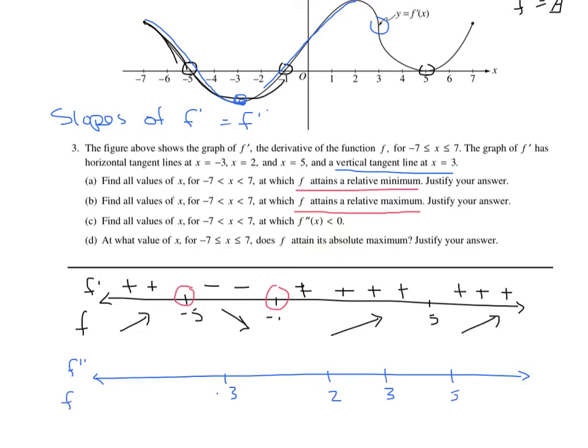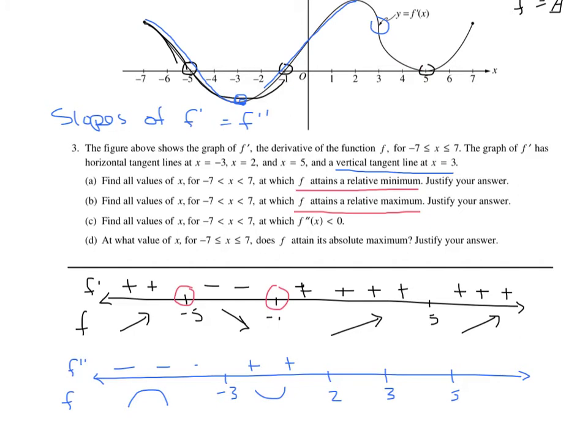And so let's go ahead and fill in our signs. For f double prime, we said all of those slopes were negative, so let's go ahead and list a bunch of negatives. That tells us that f itself is concave down. Then from -3 all the way to +2, we've got a bunch of positive slopes, so f's concave up. Now, here's where it gets interesting. From 2 to 3 we've got negative, and then from 3 to 5 we've got negative.